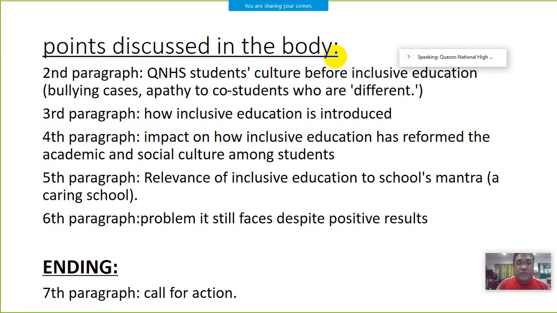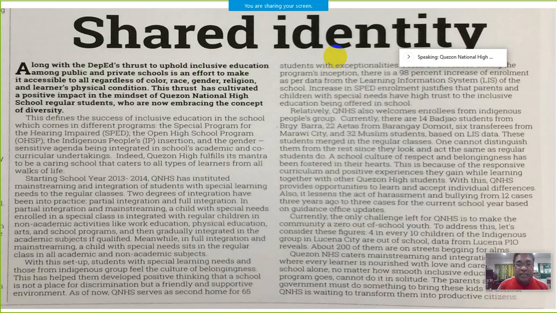Then the fifth paragraph discusses the relevance of inclusive education to the school's mantra, which is a caring school. Then the sixth paragraph talks about the problems inclusive education in Quezon High still faces despite positive results. Then the ending, in the seventh paragraph, is a call for action, support from the local government and from the DepEd in general. This is the actual editorial article.